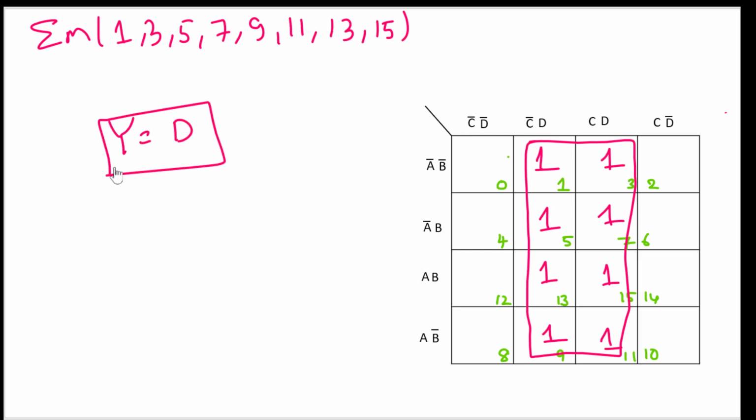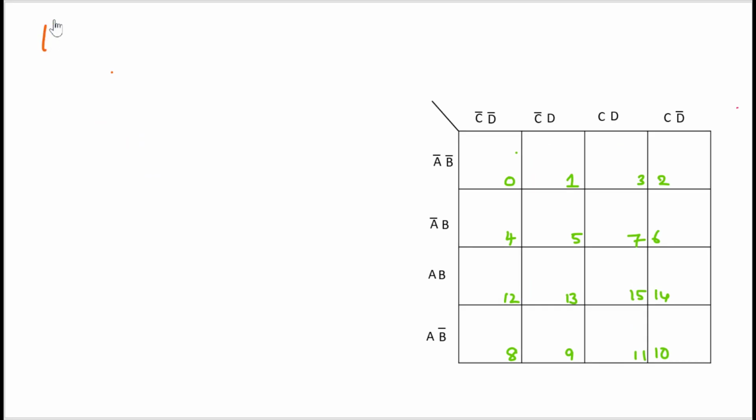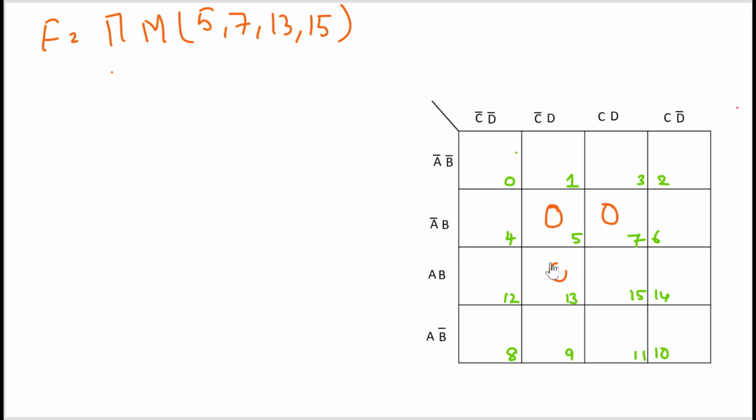Okay, let's take a last example. F equals pi capital M 5, 7, 13 and 15. If you look at this, the given terms are max terms, that means these places are zeros: 5, 7, 13 and 15. The rest are all ones.